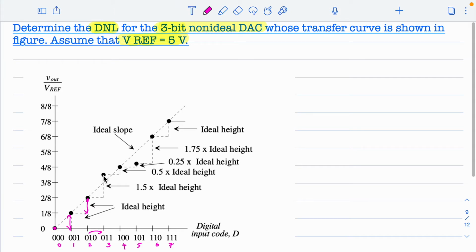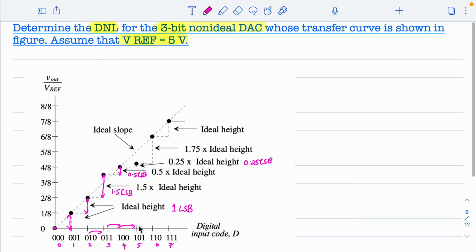Whenever this transition happens, this height is more than 1 LSB and it is marked as 1.5 times the ideal height. The ideal height can be considered as 1 LSB, so 1.5 times the ideal height is 1.5 LSB. Now again, from 011 to 100, there is another change. What we are expecting is 1 LSB, but this non-ideal DAC is giving only half, the change is only 0.5 times LSB, right? Now again, from 100 to 101, you can see that the transition is only 0.25 LSB. So let me write it as 0.25 LSB.